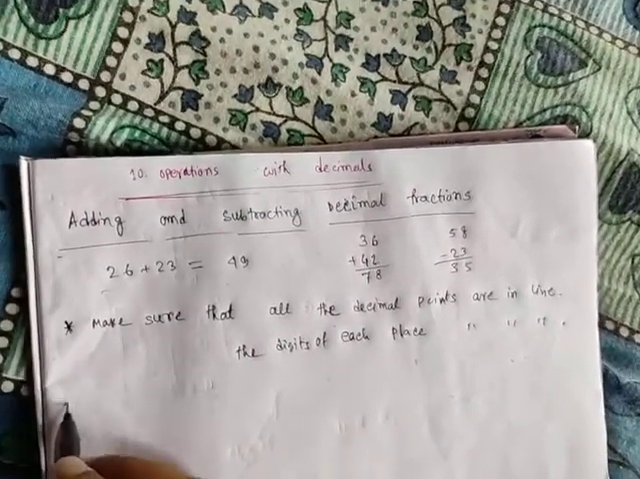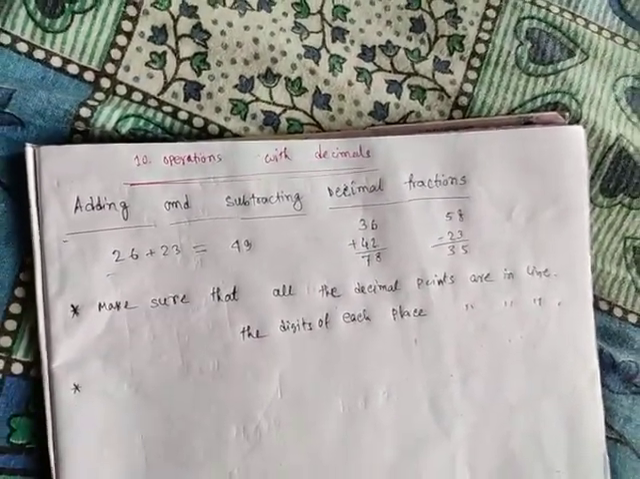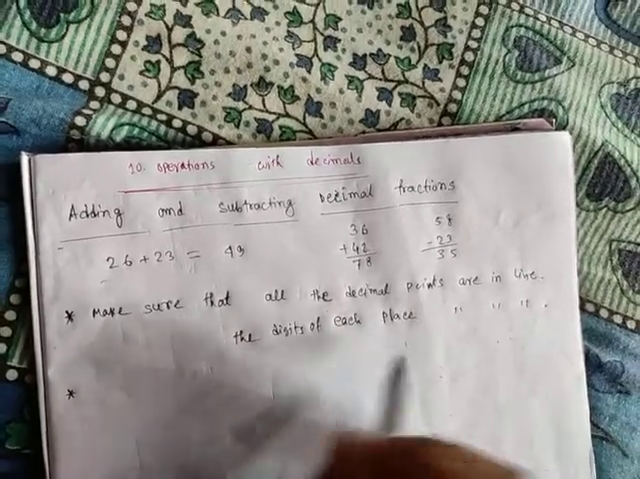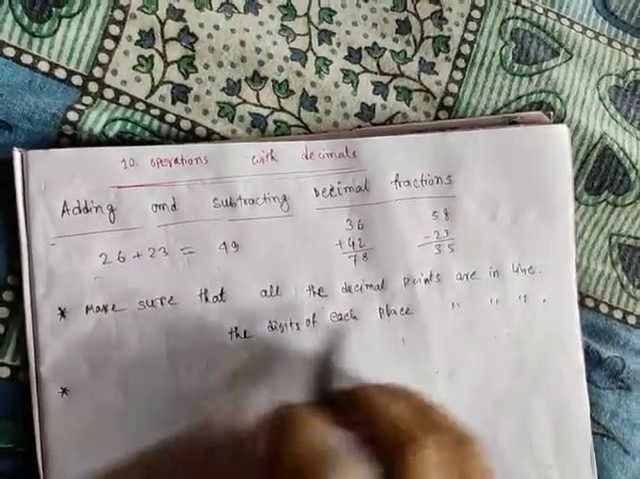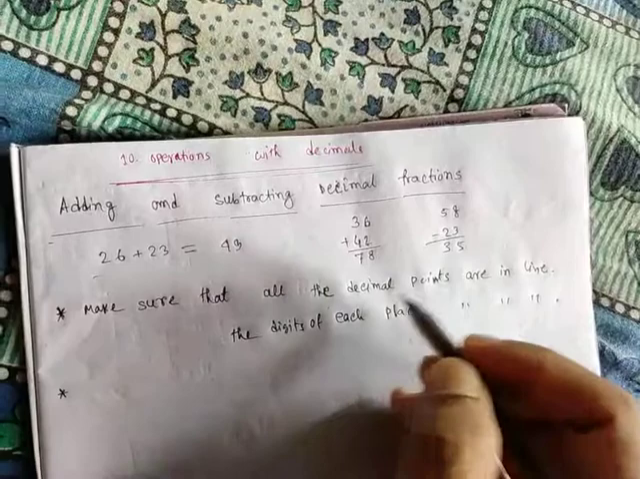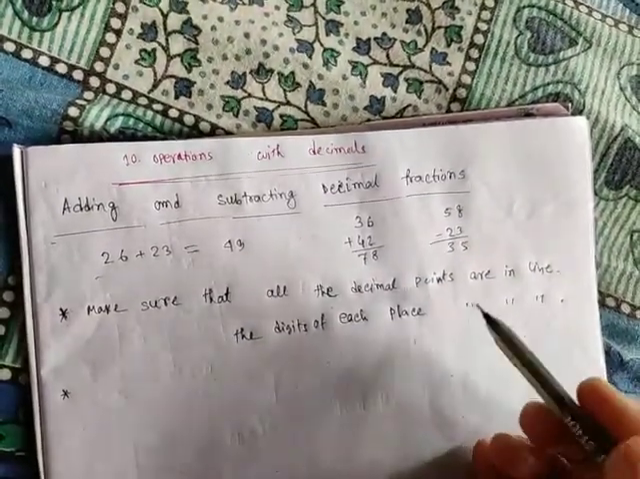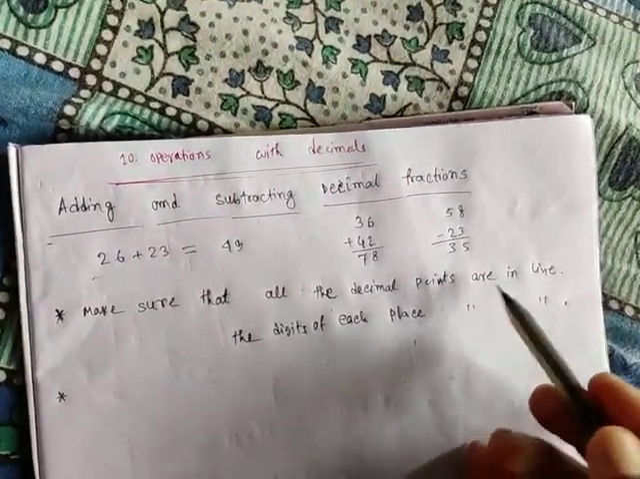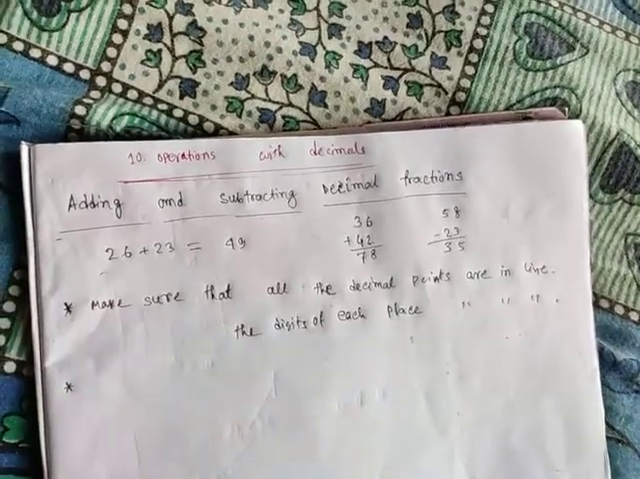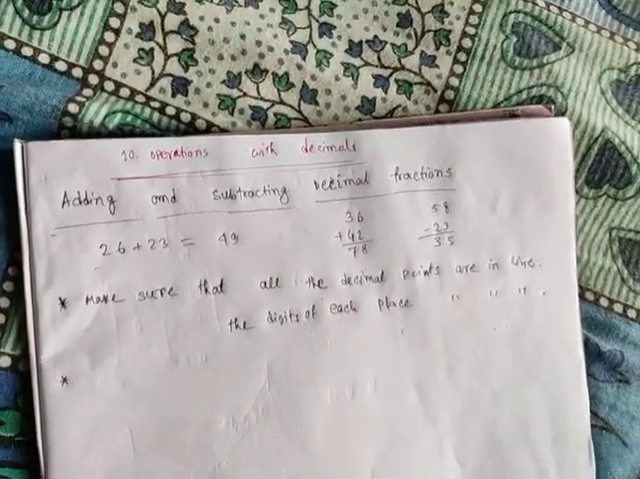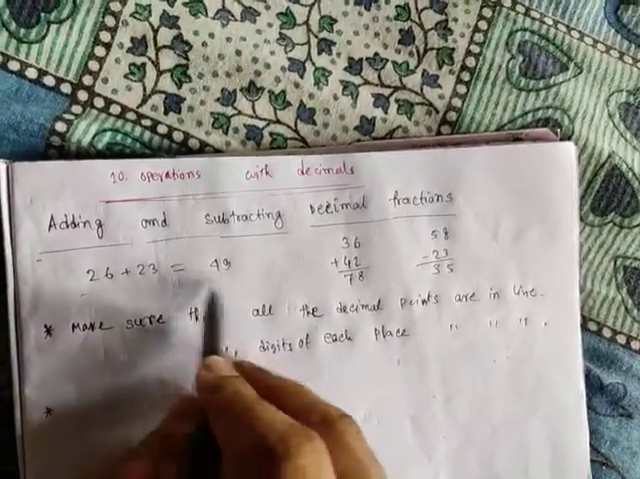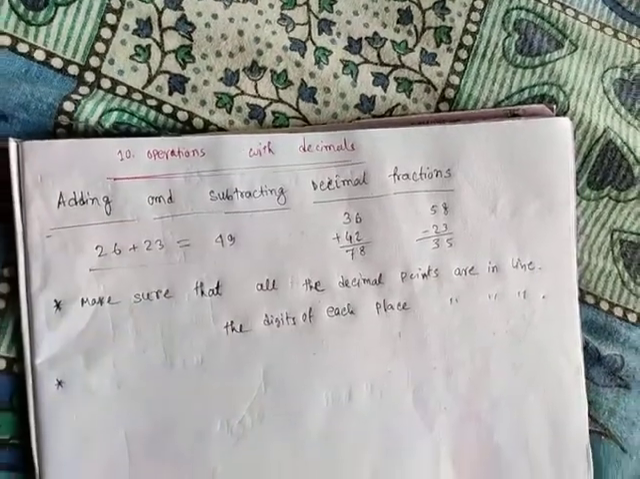And second point, remember, after doing this, after first arranging all the decimal numbers with all the decimal points in line, then you do the addition as same as the addition of the integral numbers.